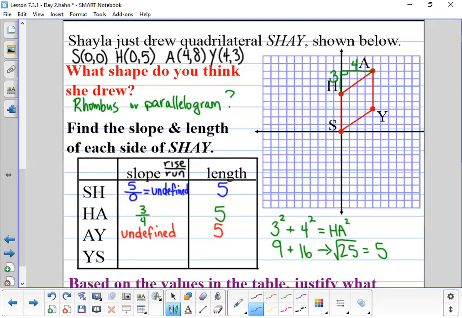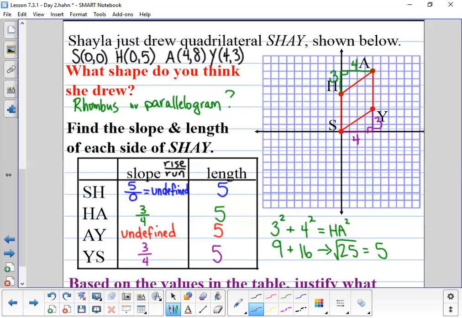Awesome. And my final one that I'm going to find the slope and the length for is YS. Drawn in my slope triangle and doing some counting. 1, 2, 3. My rise is 3. 1, 2, 3, 4. My run is 4. So rise over run is going to be 3 over 4. And hey, that slope triangle is identical to the other one. That means that the length has to be the same. So I don't have to do the Pythagorean theorem again because it's the same triangle. It's a leg of 3 and a leg of 4. So that means my length is 5.